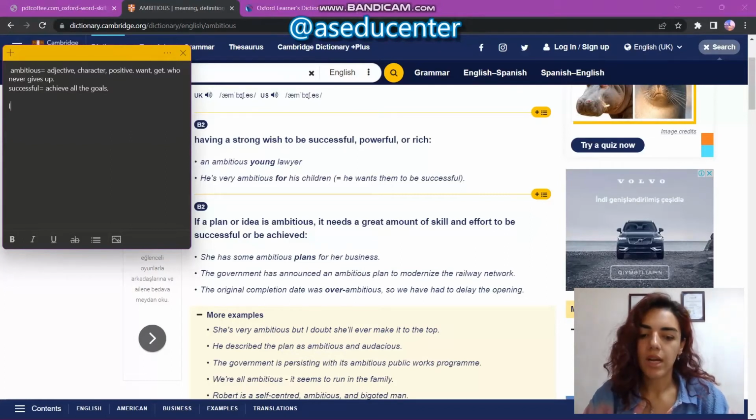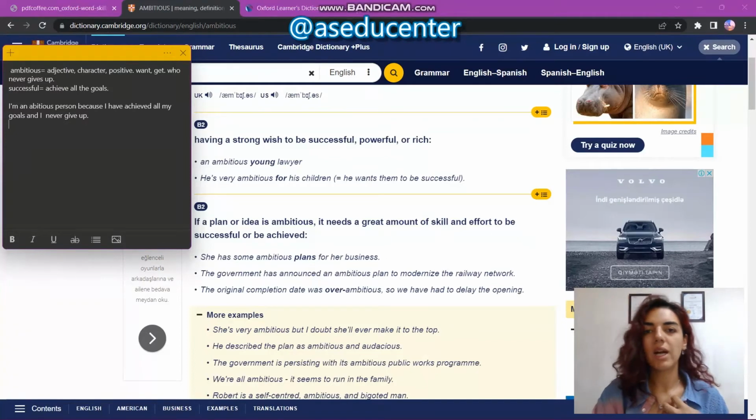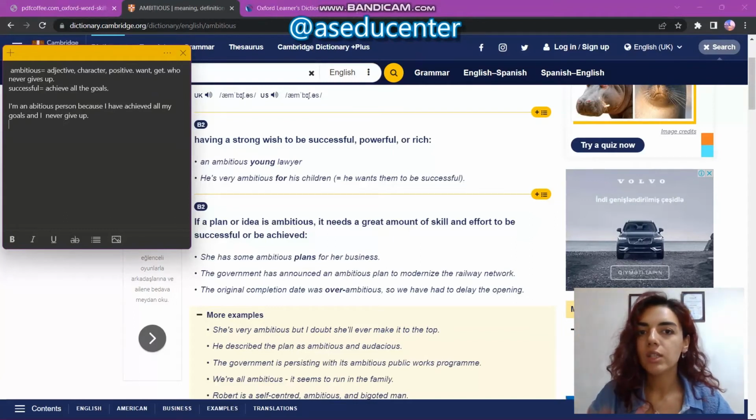So for example, I'm an ambitious person because I have achieved all my goals and I never give up. So this is my example. This is from real life. That's why I will remember it better and it's gonna be in your long-term memory. That's why writing your example is super important.